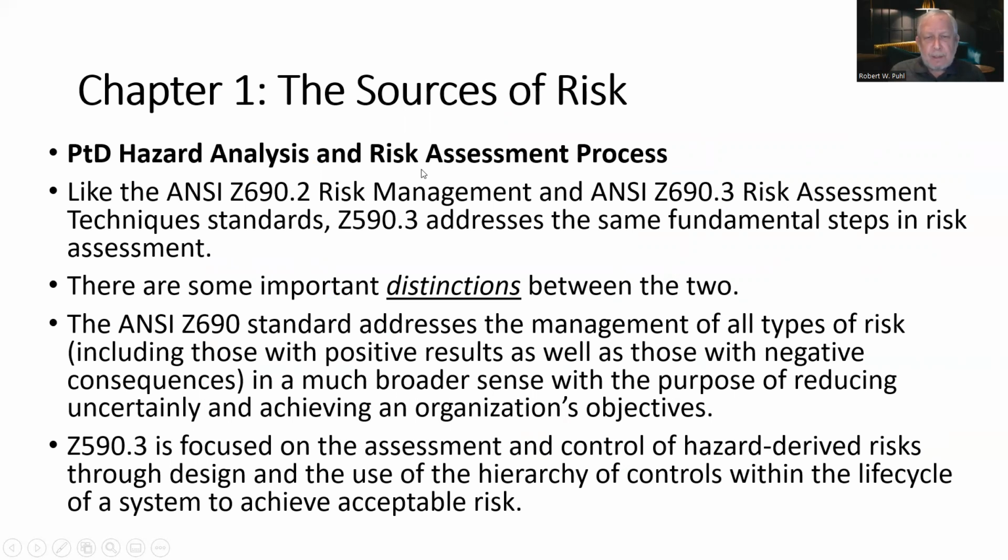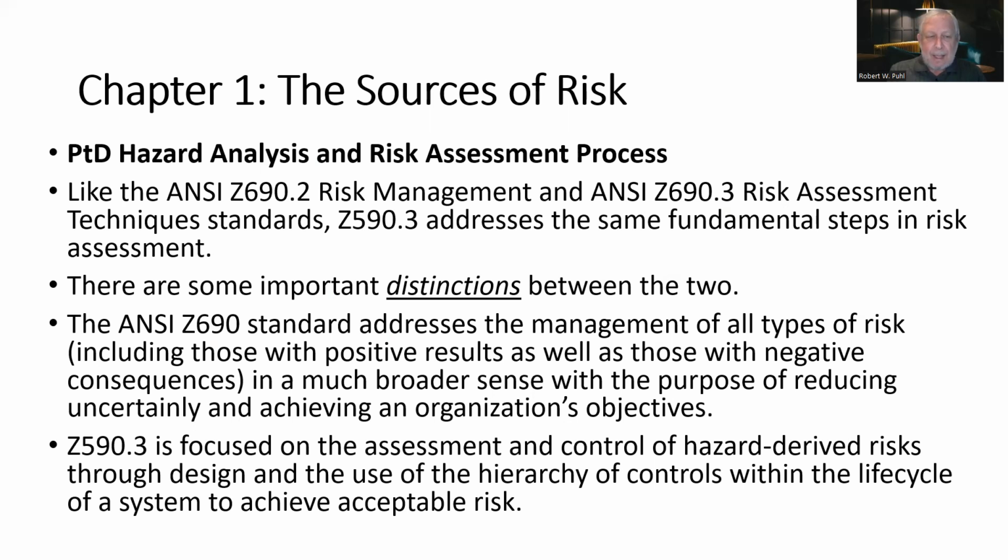Prevention through design, hazard analysis, risk assessment process. Like ANSI, they address the same ones, but there are some important distinctions between these two things: the ANSI risk management and the 690, ANSI Z690 and ANSI Z590. The ANSI Z690 standard addresses the management of all types of risk, including those with positive results as well as those with negative results, in a much broader sense, with the purpose of reducing uncertainty and achieving an organization's objective.